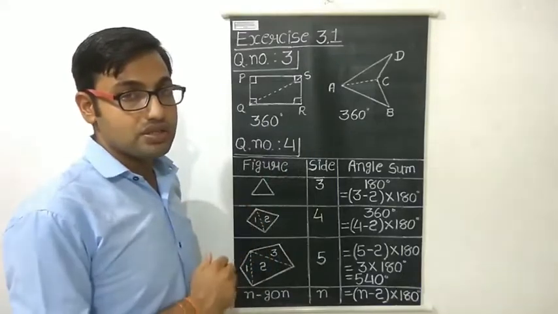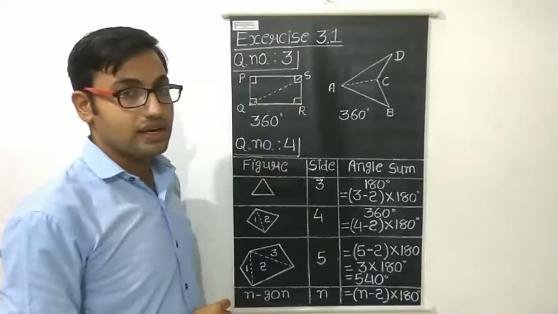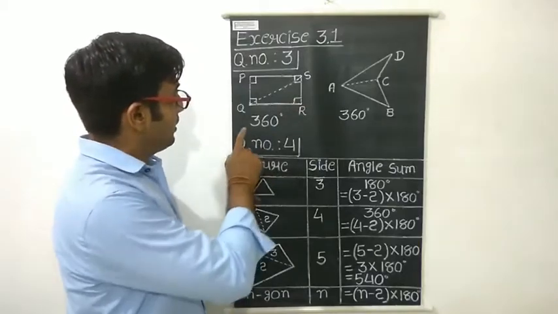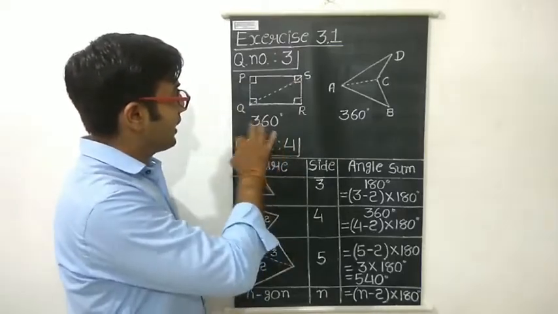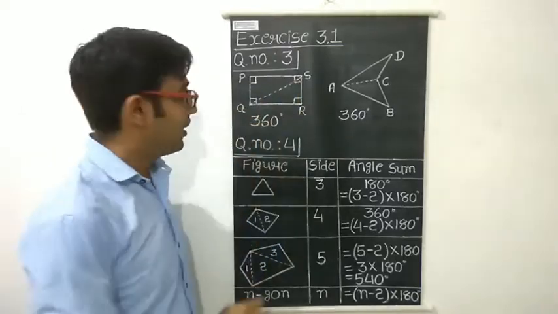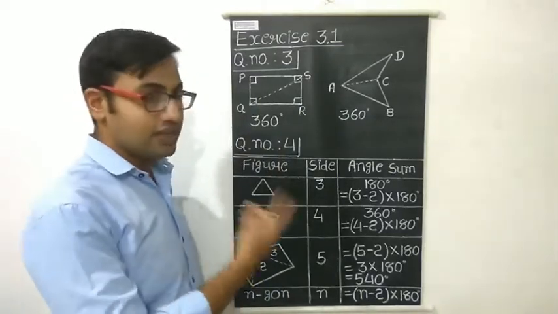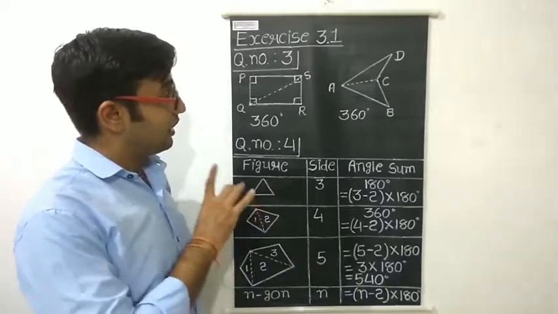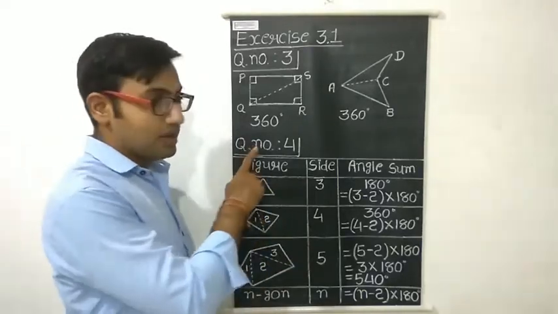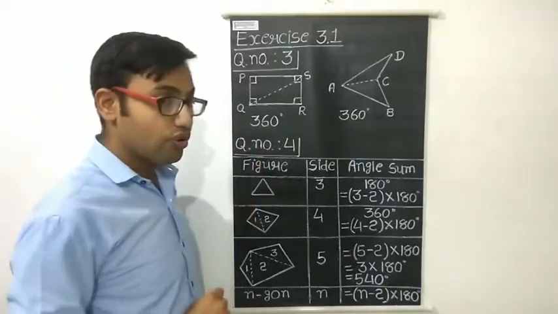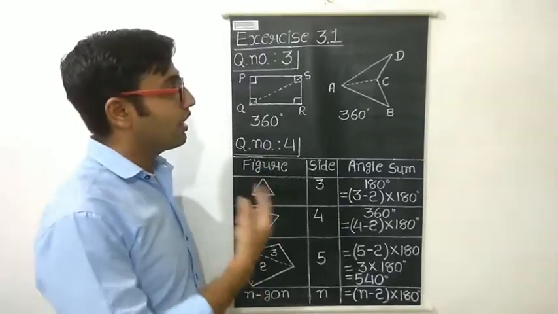The first question is about the angle sum property for the convex quadrilateral. This is a convex quadrilateral, and we know that if we divide it into two triangles, we get the angle sum property of a convex quadrilateral, which is equal to 360 degrees, right? The second thing we are asked is whether this property also holds for a non-convex quadrilateral. Non-convex quadrilateral means the concave quadrilateral.